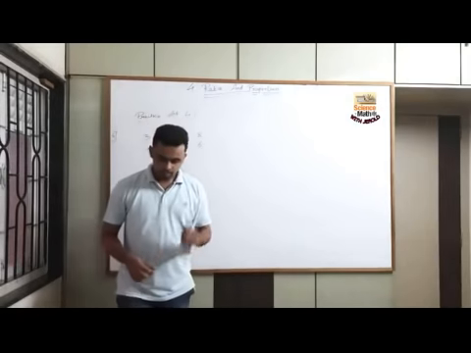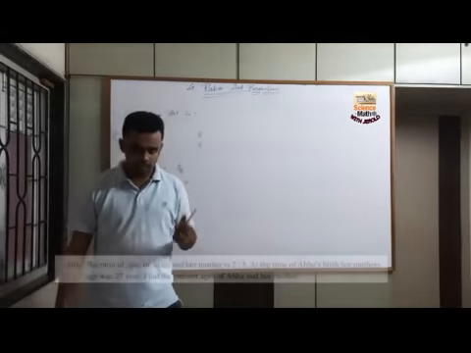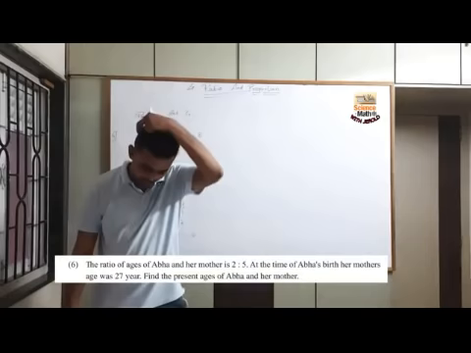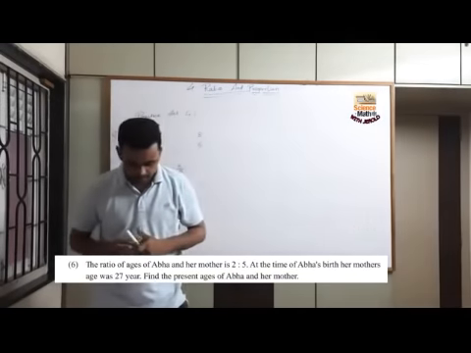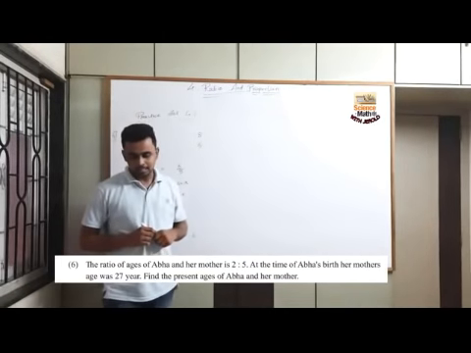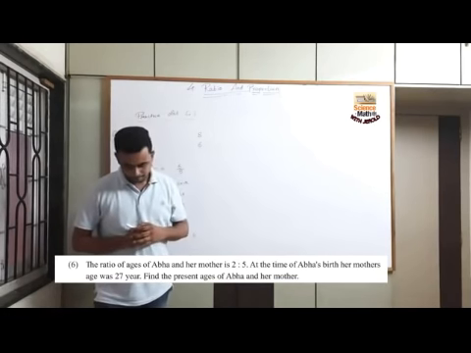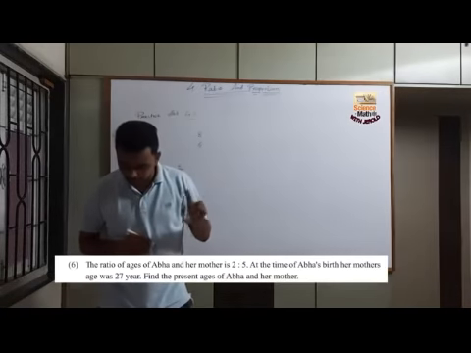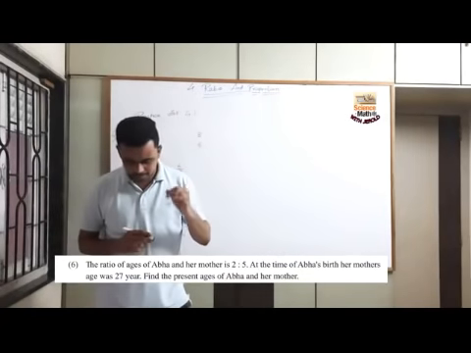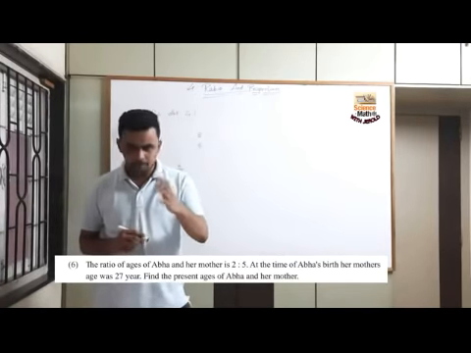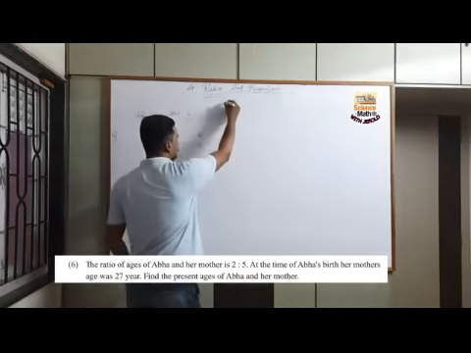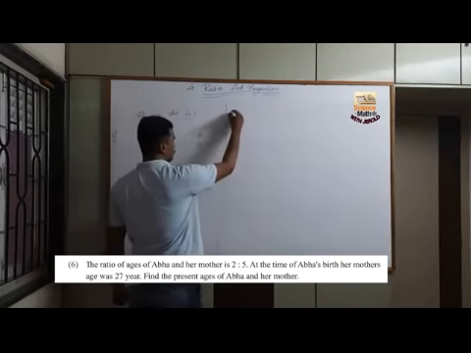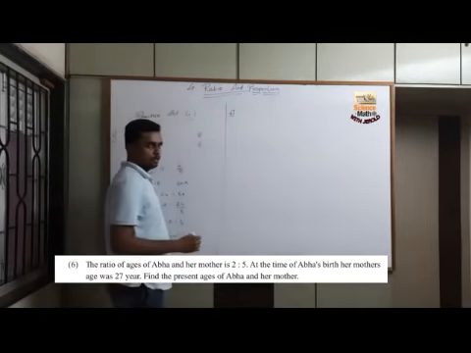Now the fifth is done. So we will read the next question, that is the sixth one. The ratio of ages of Abha and her mother is 2:5. At the time of Abha's birth, her mother's age was 27 years. Find the present ages of Abha and her mother. So let us see question number 6.